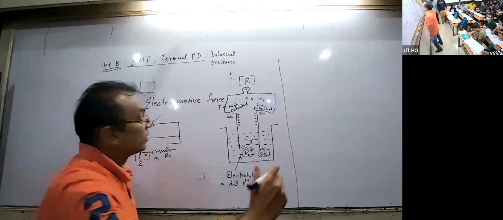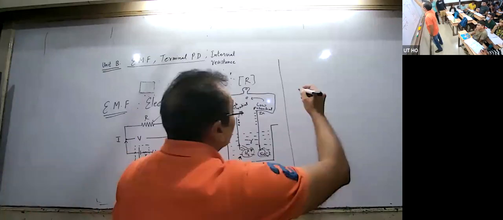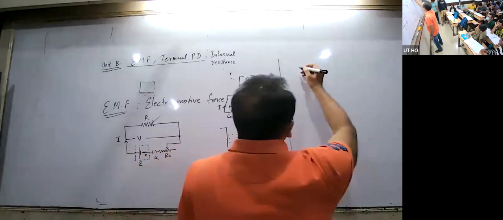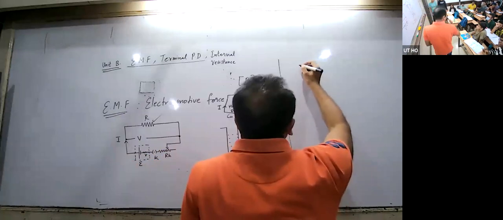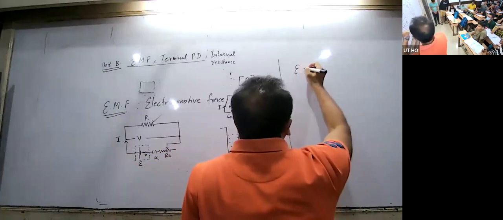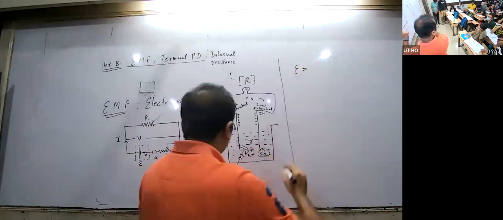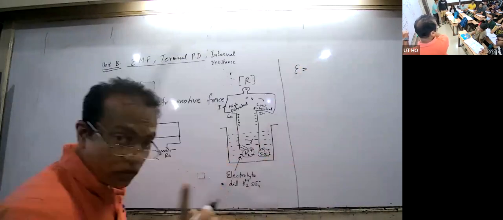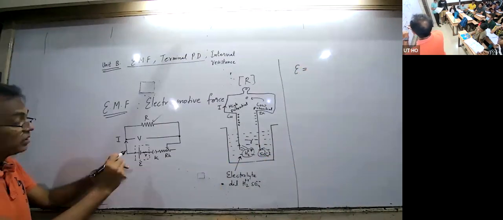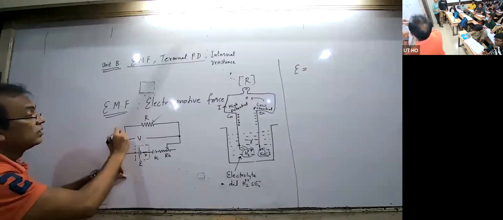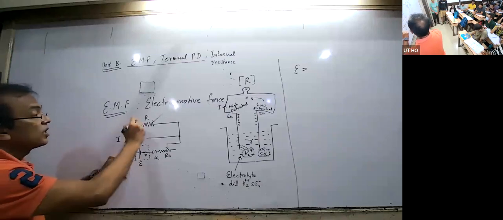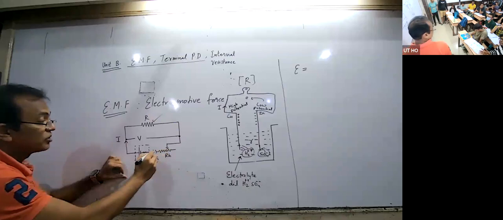Now, what is EMF? Let's understand what EMF is. देखो, EMF is work done. Everybody pay attention, very important concept. EMF is work done in taking a unit positive charge through the full circuit, right? Now, what is the full circuit?